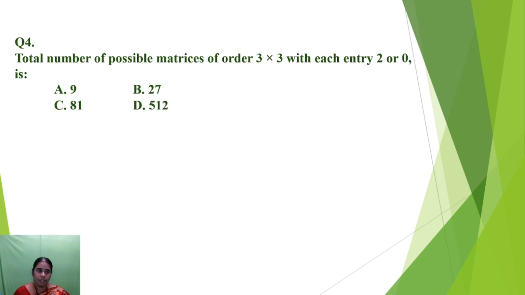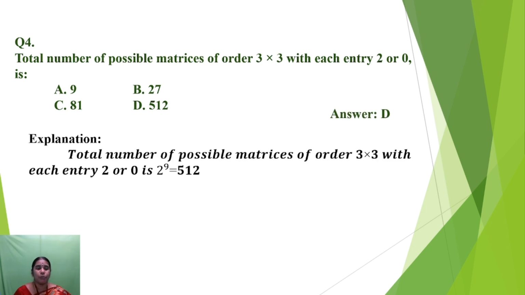Next question. The total number of possible matrices of order 3 by 3 with each entry 2 or 0 is dash. They have given the total number of possible matrices. It means we have to calculate the possible matrices of order 3 by 3 in which each and every entry is either 2 or 0. So we have to calculate. The answer is nothing but D. It means 512.